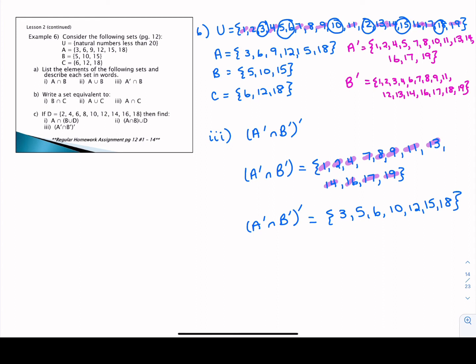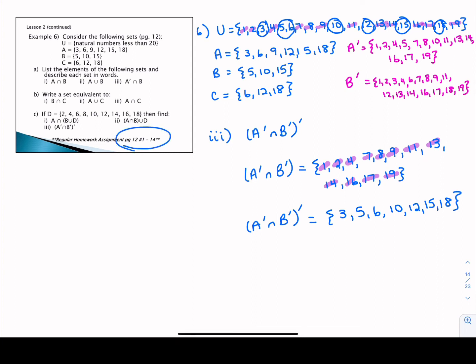These got quite complicated, so what I highly recommend is that you are very explicit and write out your sets clearly, so it's easy for you to do things like find intersections or unions and complements as well. So what you've recognized is that I've actually written out those complementary sets so that I can make my comparisons more easily. So at this stage, we're finished with lesson 2. So please have a look at the regular homework questions that are assigned from page 12.